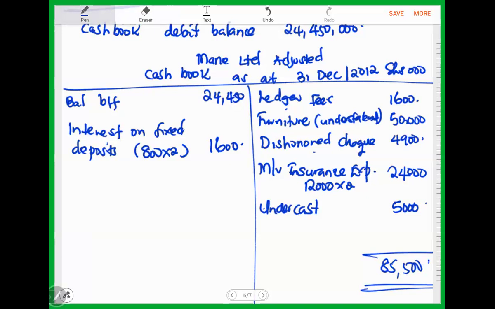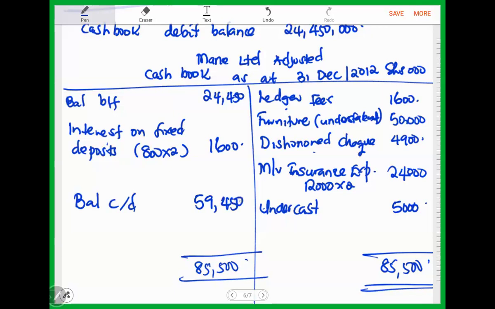Yes. Okay. So when I add this side, it should be the same, 85,500. When we subtract, we shall have a balance carried down of 24,450 minus 1.6. We have 59,450.